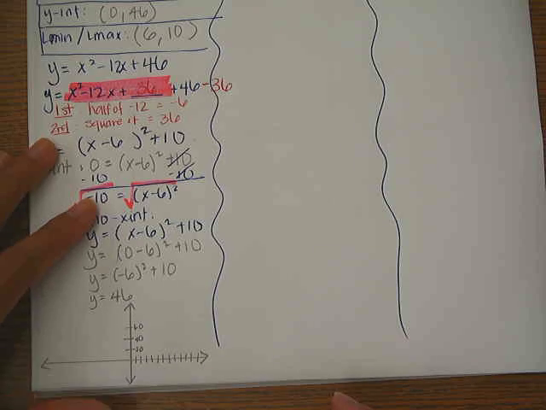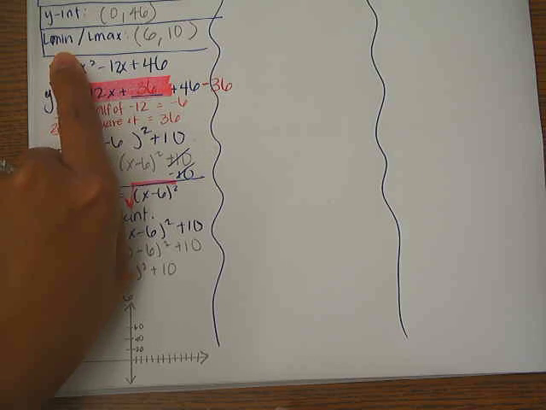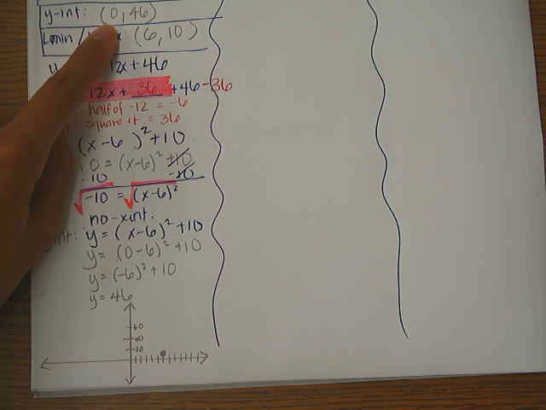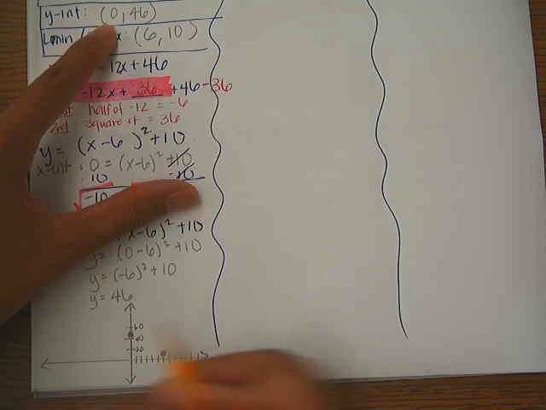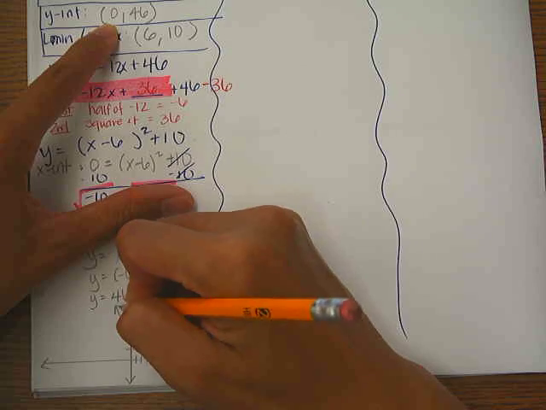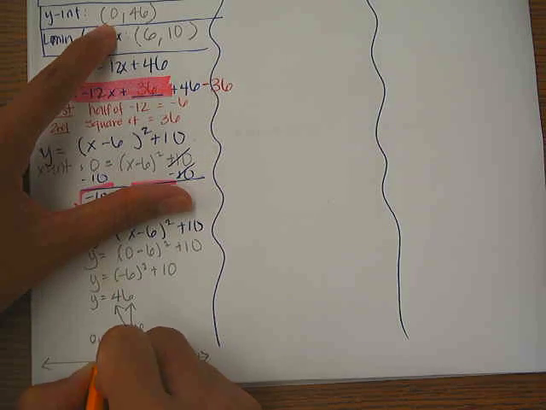So let's plot my vertex, which in this case can also be known as the local min. Did you circle that already? So go 6 and 10. 1, 2, 3, 4, 5, 6, 6 and 10. Okay. Then I have a y-intercept at 0, 46. So here's 40. 46 is somewhere here. Okay. So connect these two. Remember, it is supposed to look like a U. So round it out. Do not make it look like a V. So this is 0, 46.